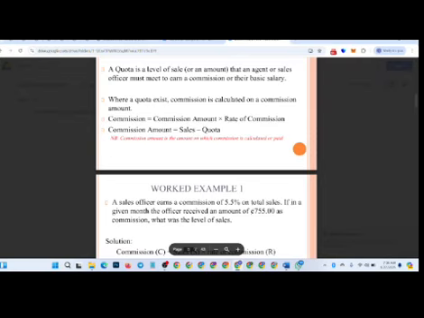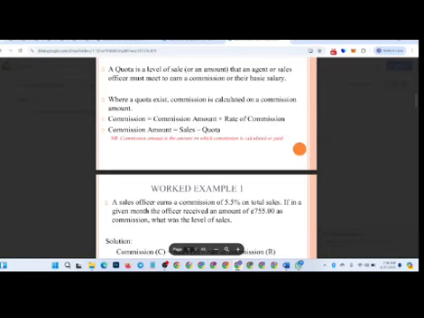A sales officer earns a commission of 5.5% on total sales. If in a given month the officer receives an amount of 755 Ghana cedis as commission, what was the level of sales? In this case, are we going to use formula 1 or formula 2? We know that where there is a quota, that's when we use formula 2. But here we didn't come across anything like a quota, so definitely we are going to use formula 1.